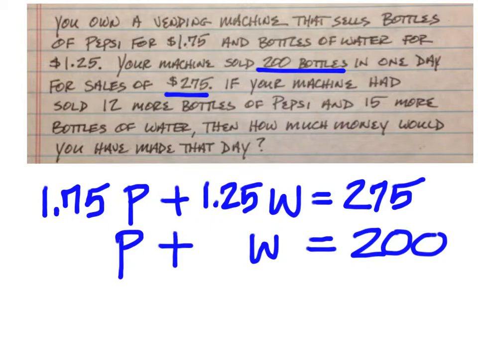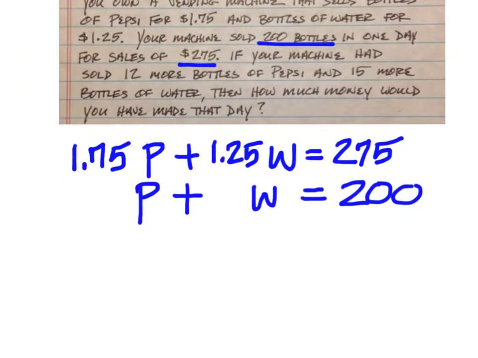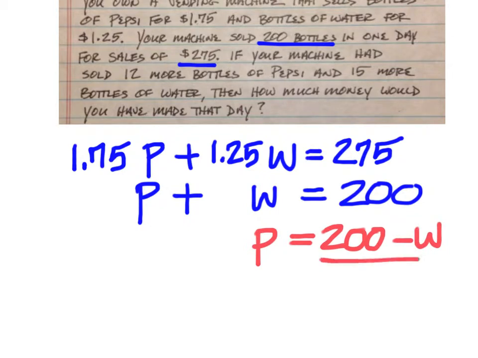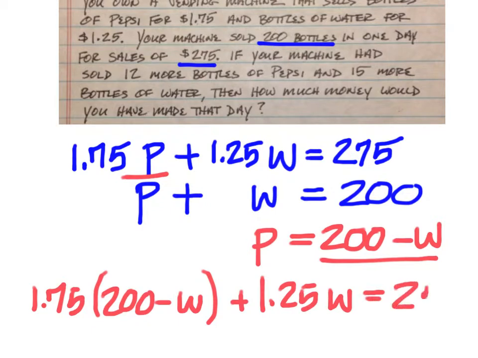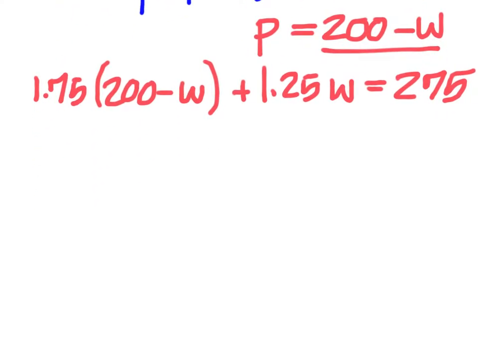Now on this one I'll use substitution. I'll go ahead and solve for Pepsi. Pepsi is 200 minus W. And I can plug this expression in for P there in the top equation. So $1.75 times 200 minus W and then plus $1.25 W would equal 275. And that's what we need to concentrate on first.